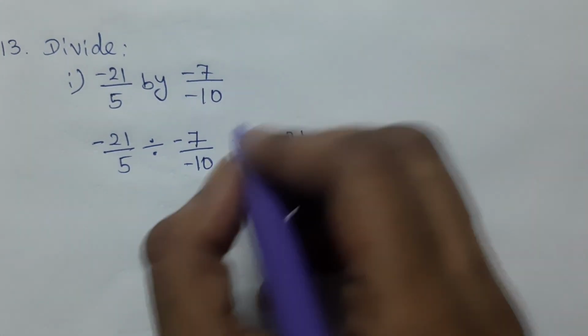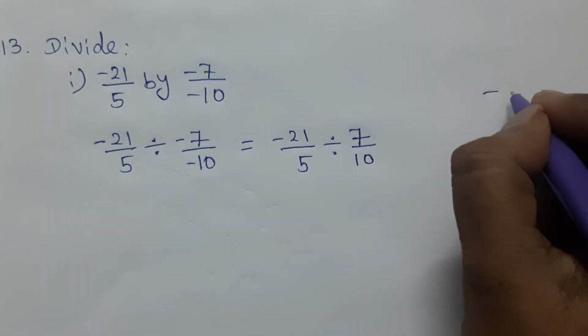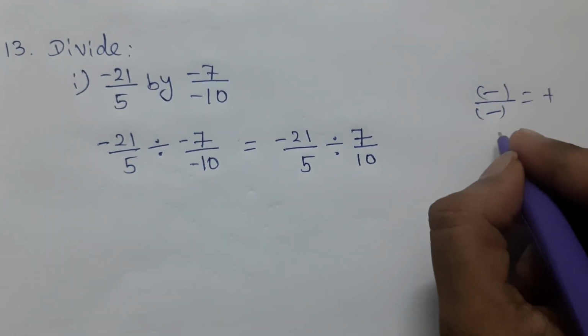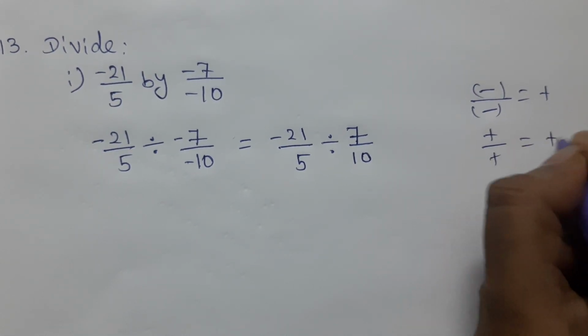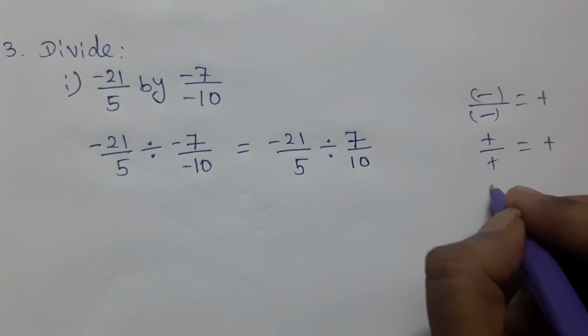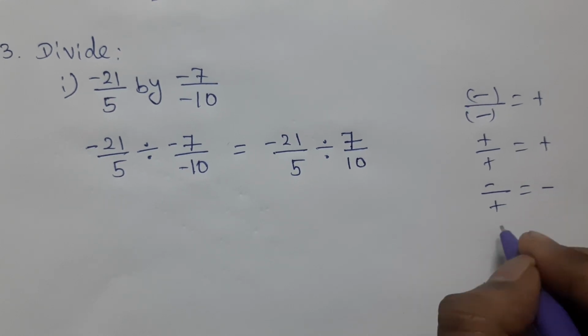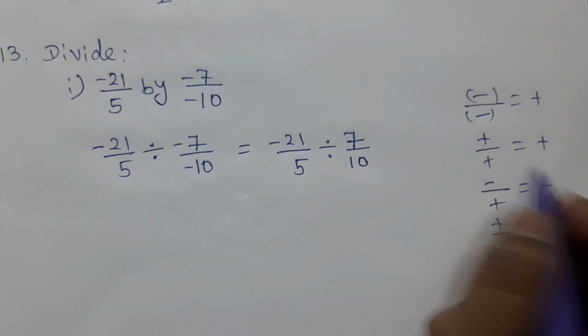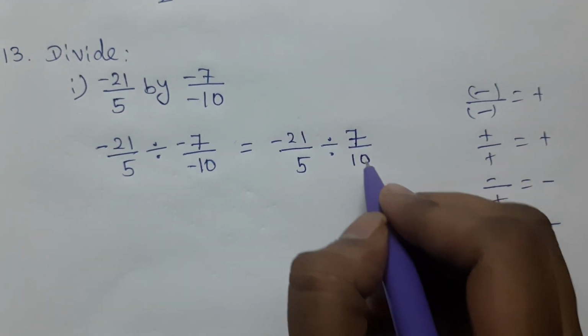Already you know, if you have the same sign, minus divided by minus means that should be plus. If you have plus by plus, plus. Different signs means minus by plus, minus. Plus by minus, minus. Okay, so using this we can get 7 by 10.